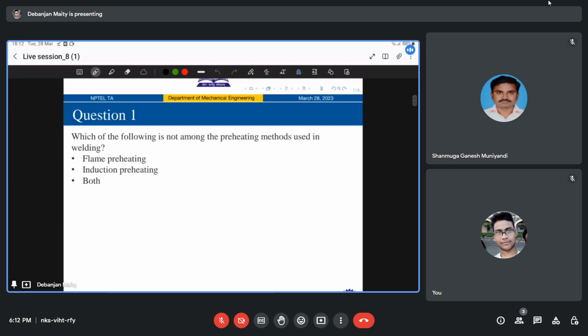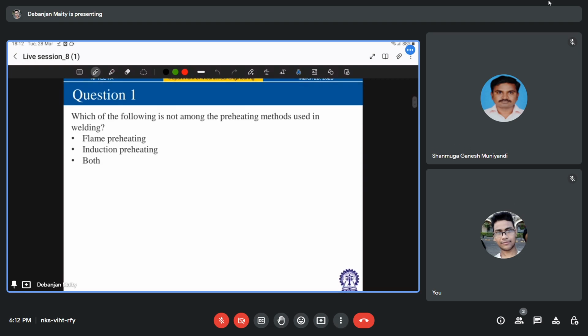In question one, it says which of the following is not among the preheating methods used in welding. As we know, and as we have already discussed in the earlier lecture, in general you do some kind of pre and post heating to reduce deterioration, residual stress, or distortion happening during welding. From a physics point of view, what happens during welding because of temperature?